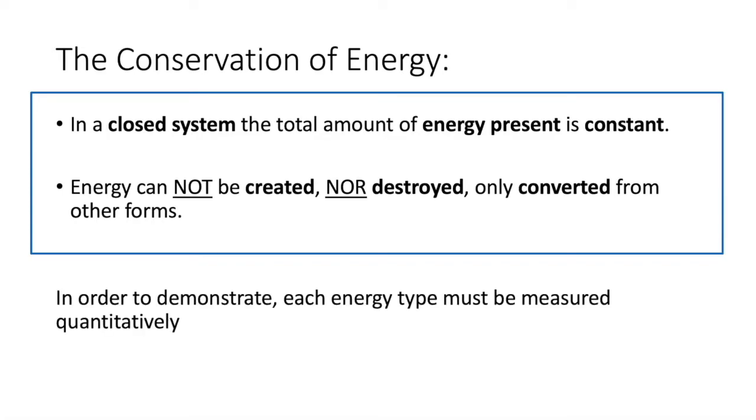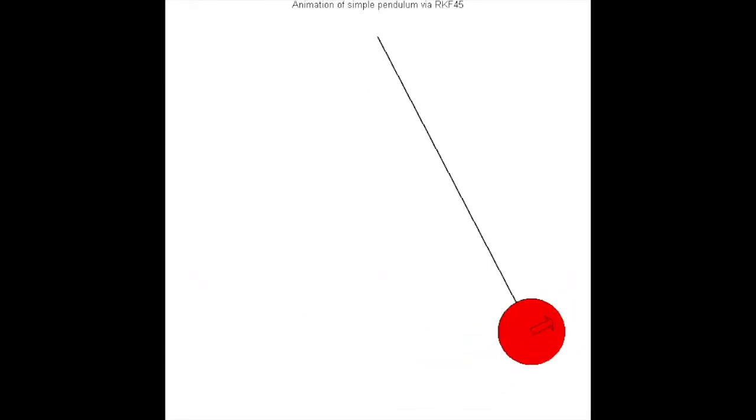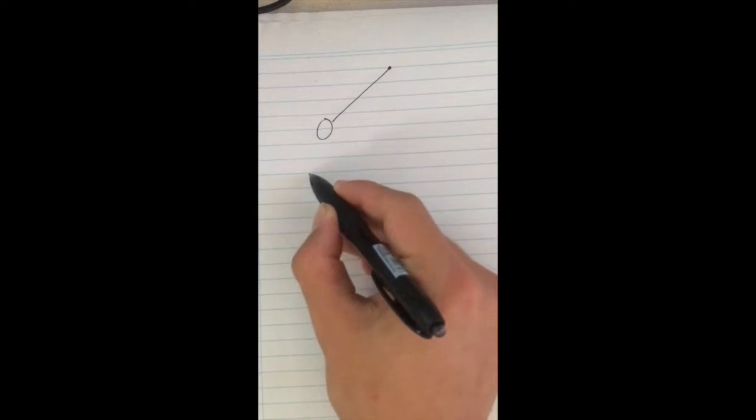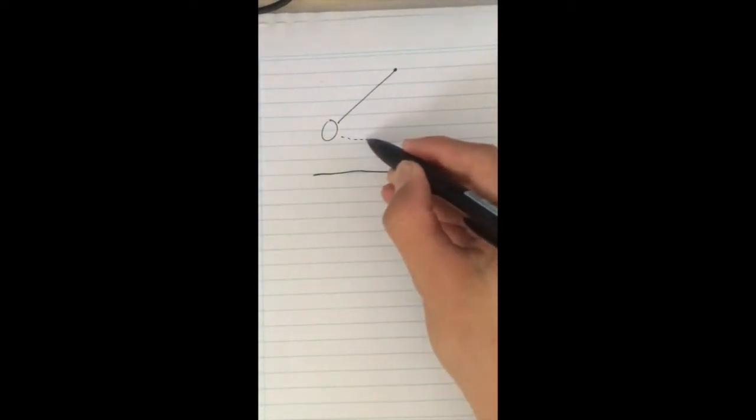In order to demonstrate the conservation of energy in a particular energy conversion, we had to come up with a way of quantitatively measuring each energy type and then showing that these measurements agreed. To approach this task, we decided to set up a simple pendulum to demonstrate and measure conversions between gravitational potential energy and kinetic energy. A simple pendulum is a weight suspended from a pivot such that it is able to swing freely along a circular arc.